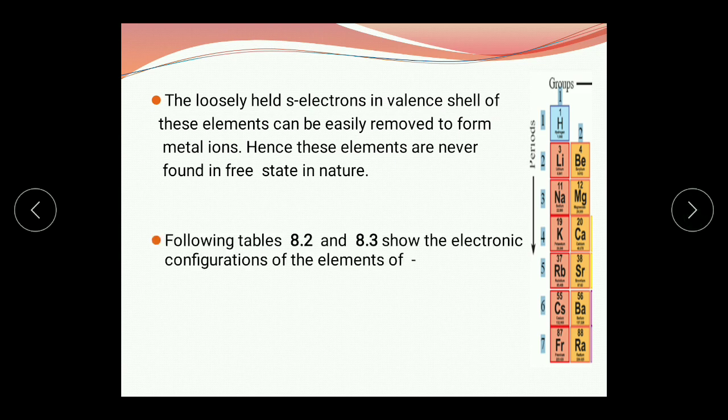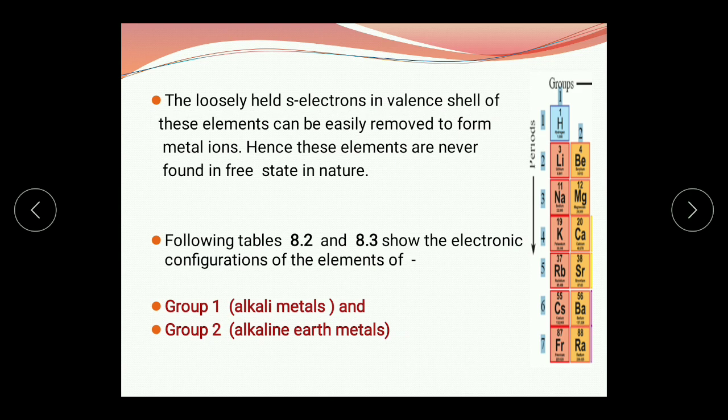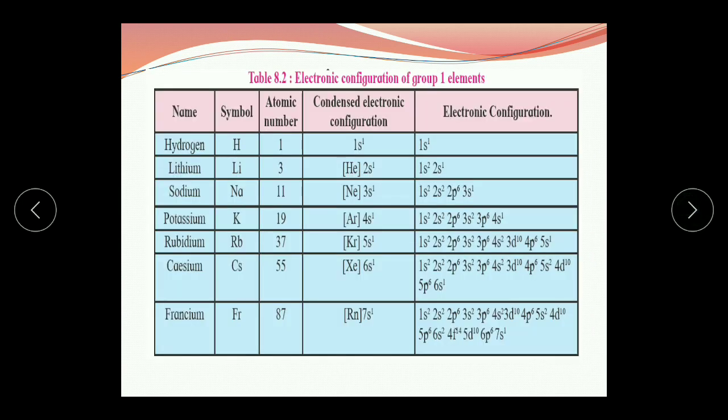Now there are two tables that show the electronic configuration of the elements of group 1, that is alkali metals, and group 2, alkaline earth metals. I have shown all the electronic configurations in tables, but you have to write those tables at home, which is today's homework. This table is the electronic configuration of group 1 elements. Here the condensed electronic configuration is given, and here the detailed one.